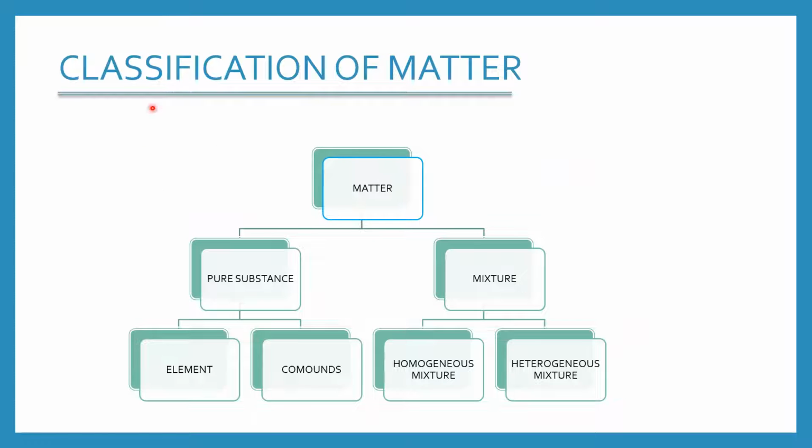So now we will see the classifications of matter. Matter is something that occupies space and has its own mass. Matter is classified into two categories. One is pure substance, the second one is mixture. Pure substances are further categorized into two parts, that are elements and compounds, and mixture is also divided into two parts, that is homogeneous mixture and heterogeneous mixture. We will see them in detail in a few slides.